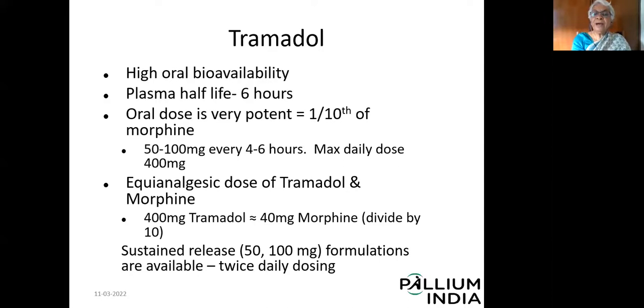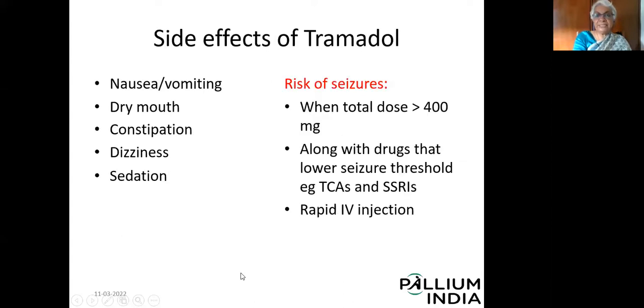So if you're giving 400 mg of tramadol, it's equivalent to 40 mg of morphine. So basically you have to divide that by 10 to know how much morphine equivalent you're giving. Now, the dose is 50 to 100 mg every 4 to 6 hours. You can go up to 400 mg. Sustained release formulations are available, which can be given twice daily.